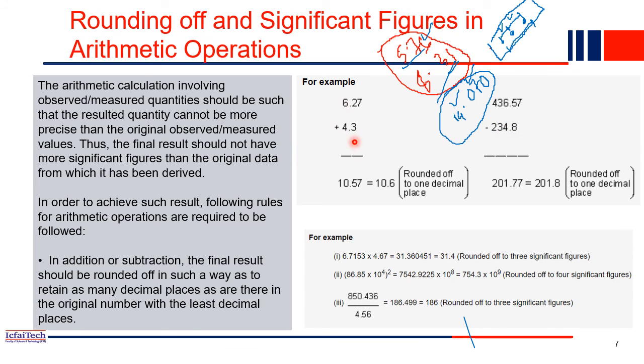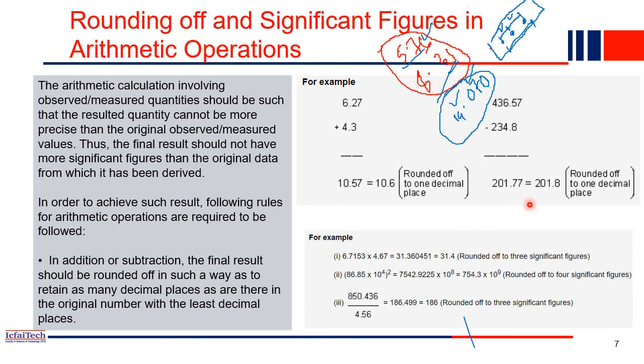If you see, this is the example we have shown here, 6.27 plus 4.3. If you add both, you will get 10.57, and because one value has 1 decimal accuracy, we have to round it off to 1 decimal. This digit is 7, which is more than 5, so we have to increase the previous digit by 1, so it is 10.6. Similarly, here this has 5 significant digits, whereas this has 4 significant digits. If you add them, you will get the final value, and now you have to round it, because the least count is this one, the 4 digit value. So this is the rounded value.